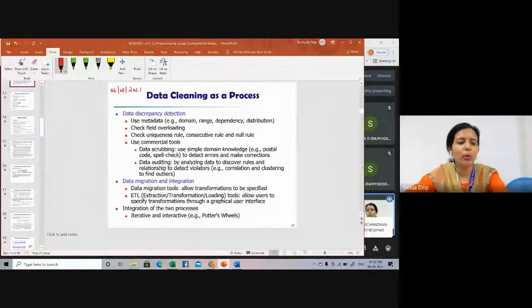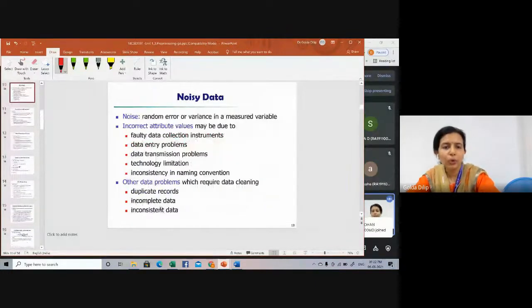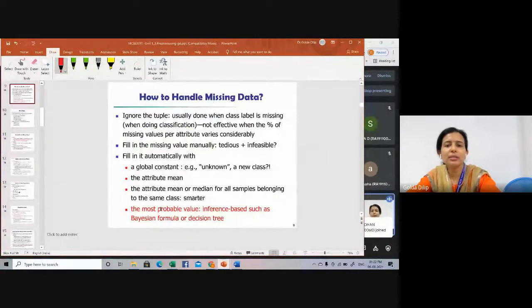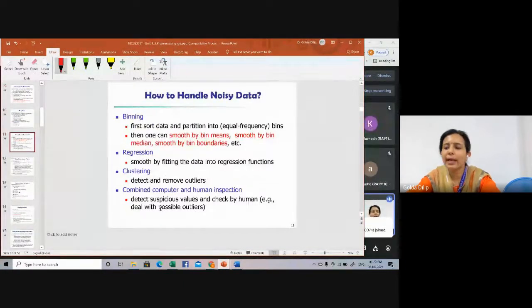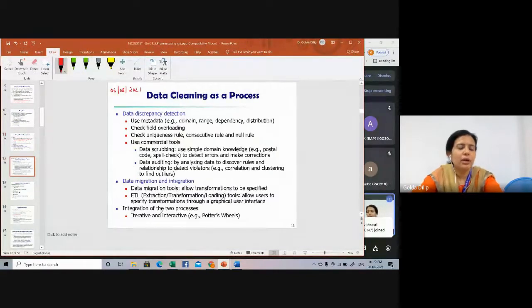We need to take care of missing data or incomplete data, either by ignoring the tuple or replacing it with some global constant, or we looked into some other ways also. Then the second is handling the noisy data. Noisy data you can take care of either by binning, regression, clustering, or by combined computer and human inspection. So far we have just looked into how to take care of all these things.